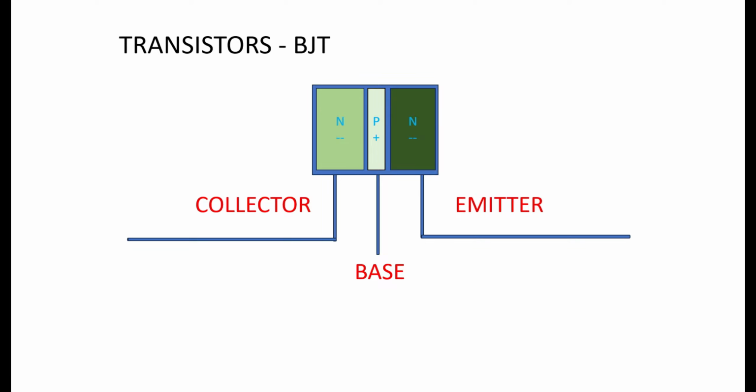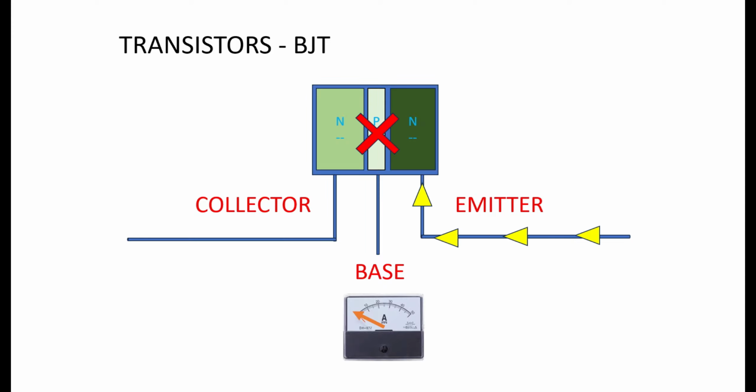Well, the base acts like a very thin barrier between the emitter and the collector, right? But it's a very special barrier that gets weaker as you apply current. So when there is no power applied to the base, the barrier is very strong, and so it won't allow any electrons to flow through the transistor.